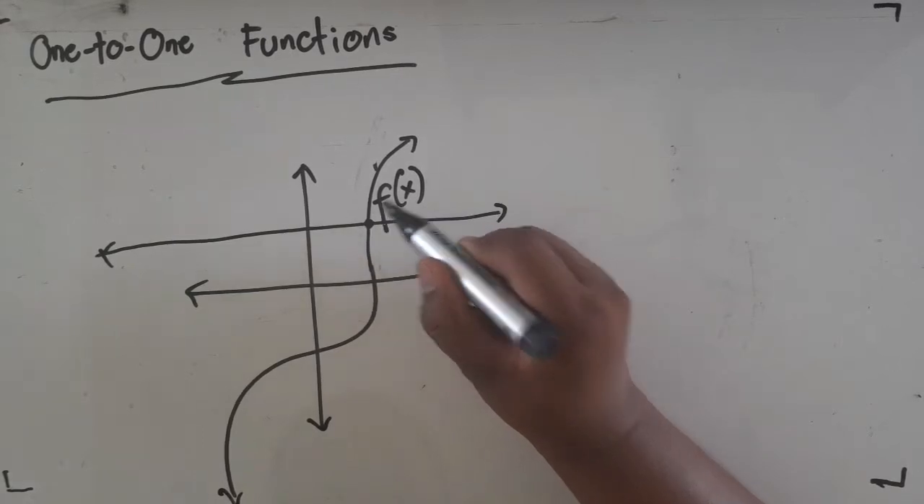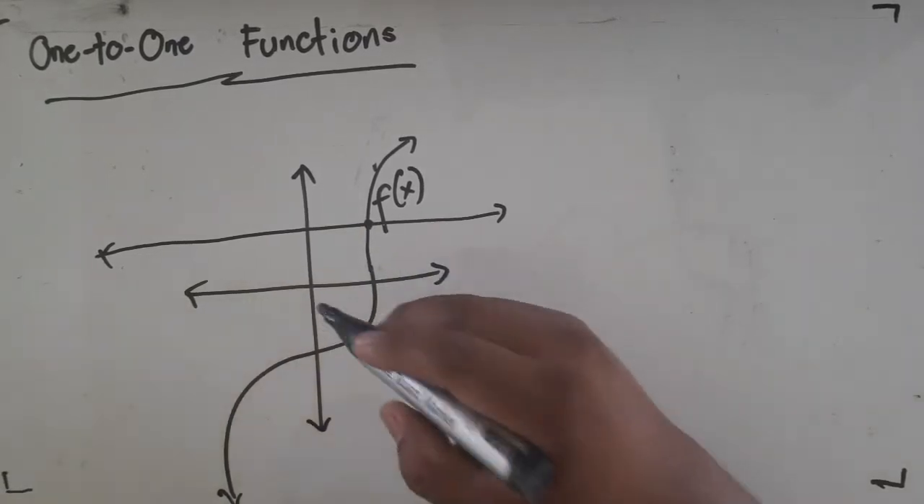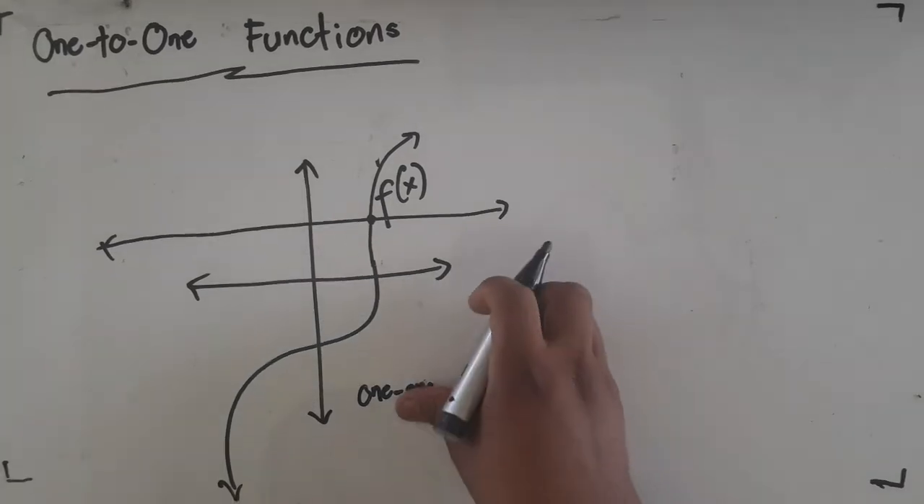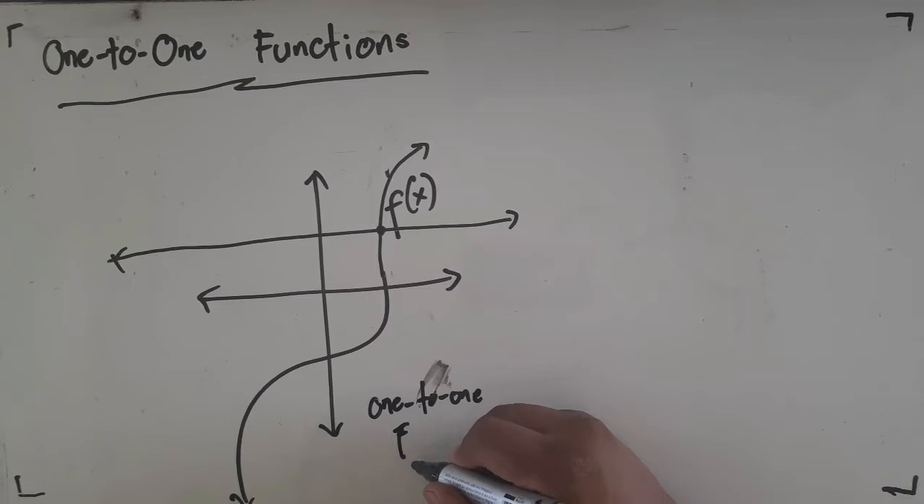As we can clearly see in this graph, they intersect at only one point. So this is a one-to-one function.